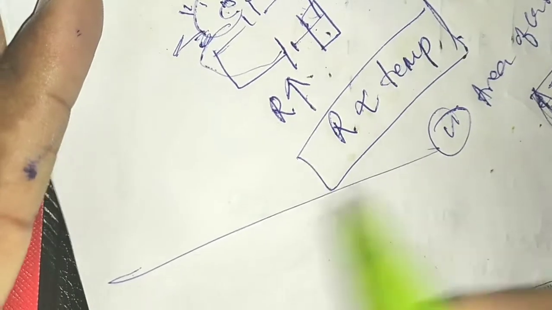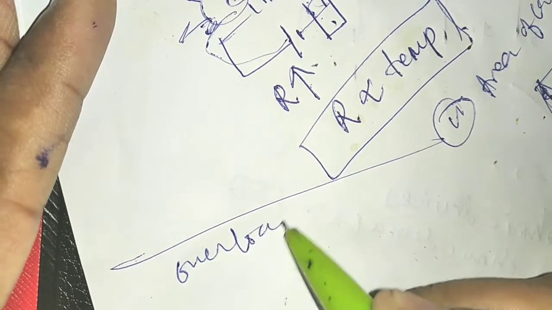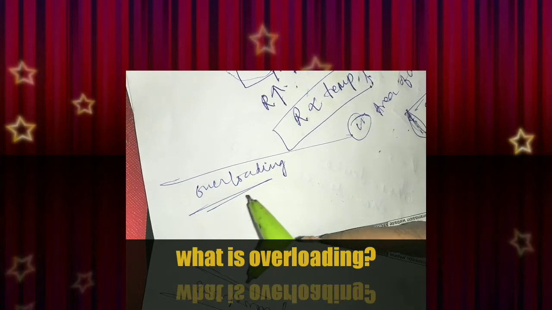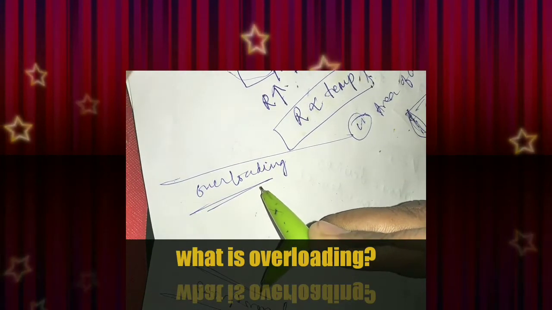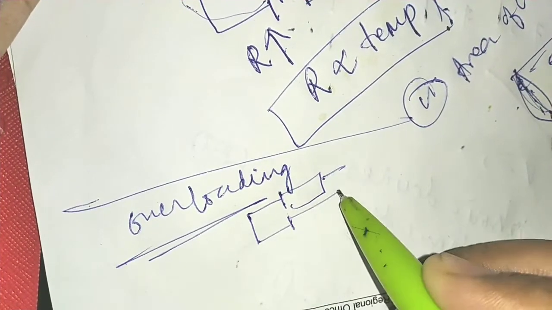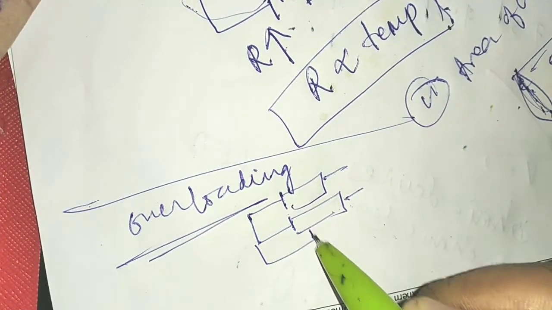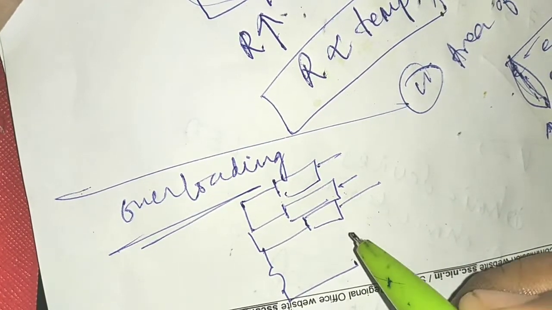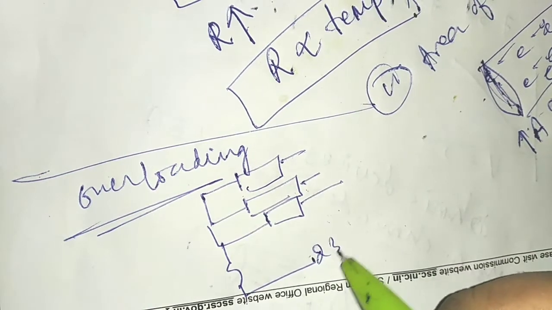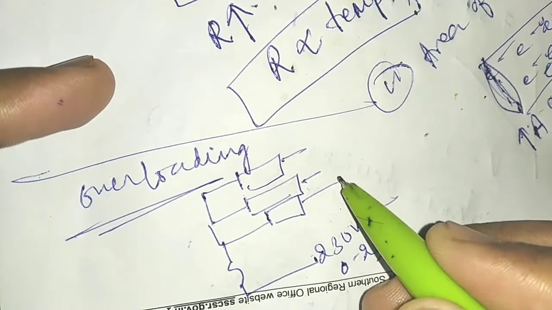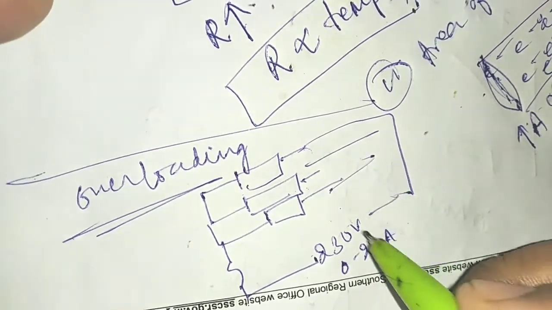Students, there is one more concept, overloading. It is the last topic here. What is the overloading concept, students? I will explain it in a very simple way. Let us say I have connected many devices. In my household all the devices are connected in parallel. Let us say the power supply in my house is 230 volts, and 0 to 20 amps of current is flowing in my house.